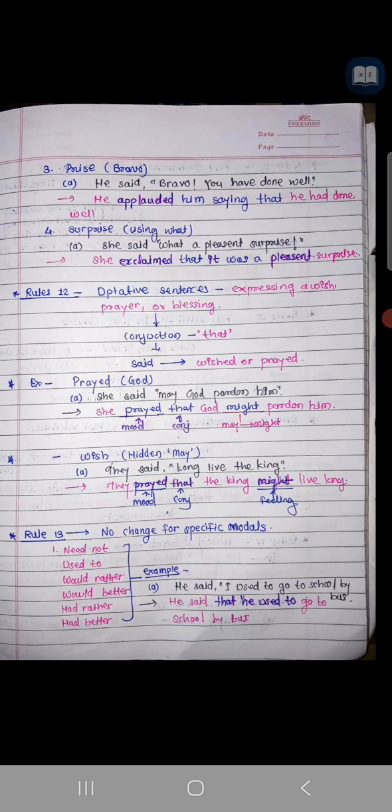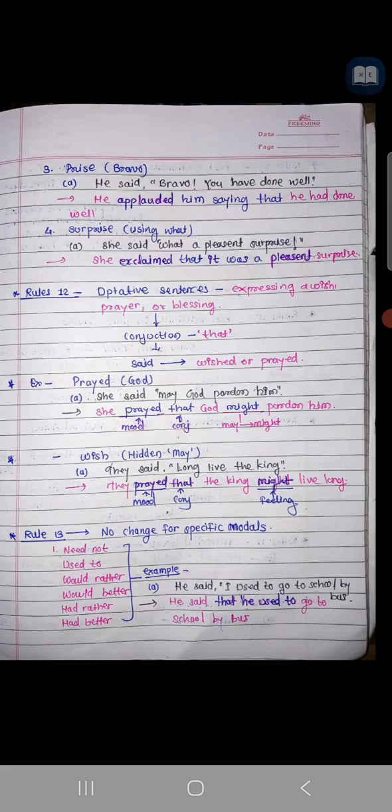Next, rule number 13. No change for specific modals. For example: need not, used to, would rather, would better, had rather, had better. How do you remember? Remember need not and used to. When a sentence has need not and used to, there is no change. Rather and better, two words to keep in mind, along with would and had.